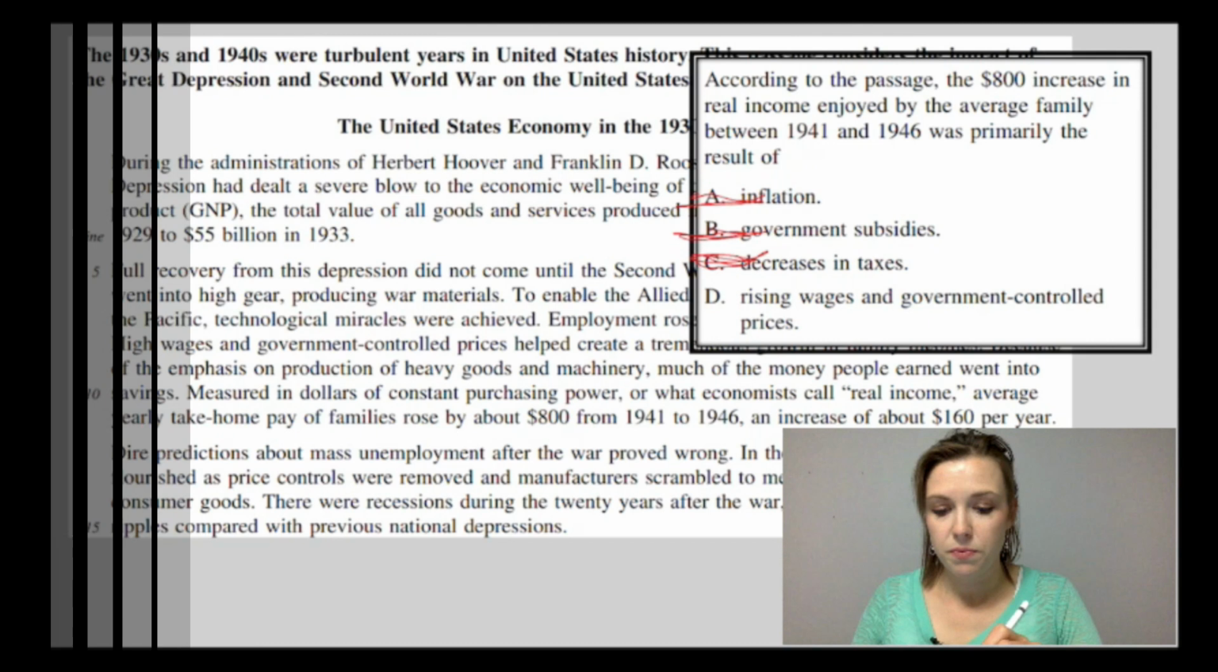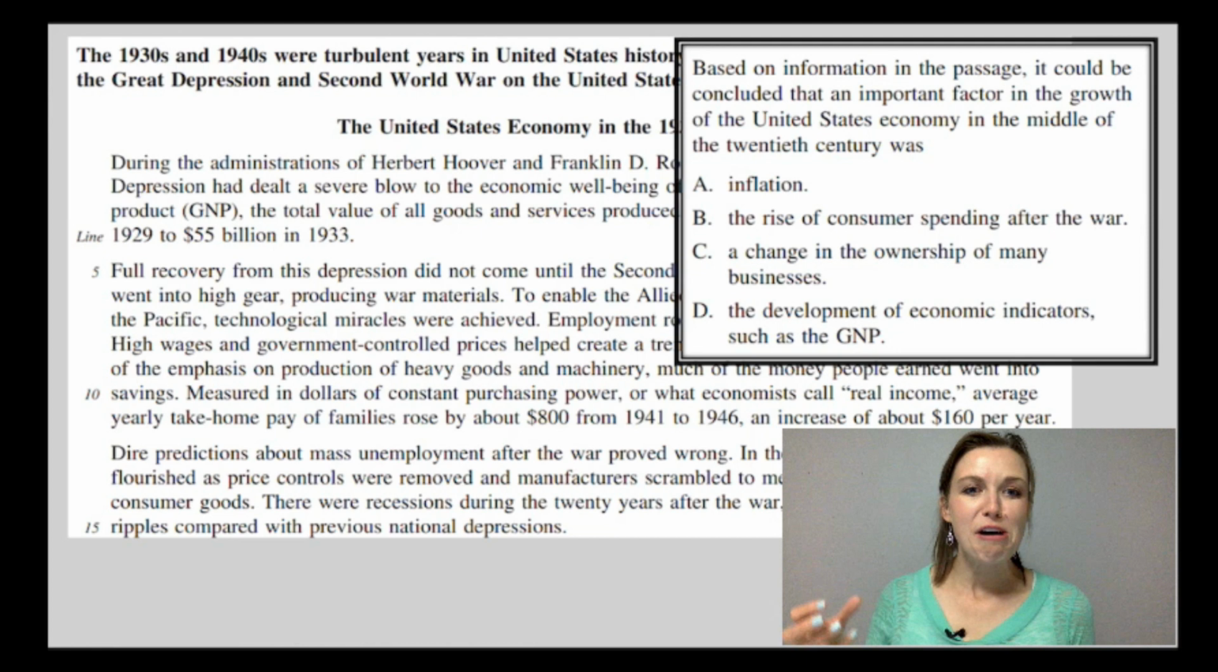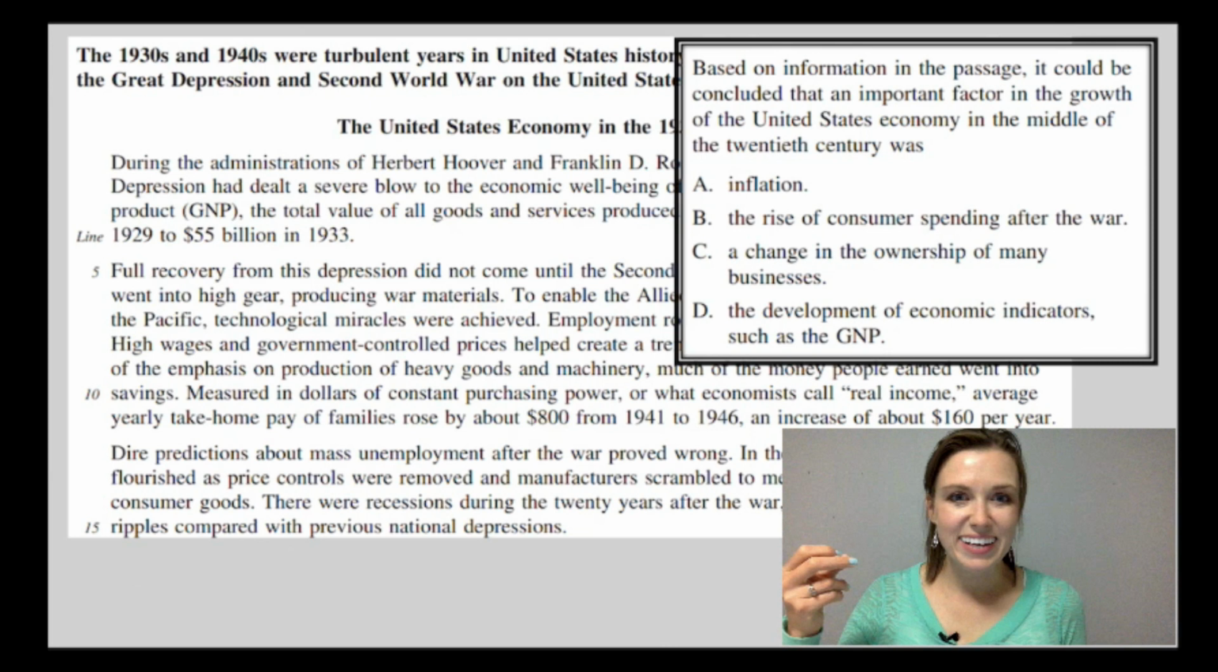Rising wages and government-controlled prices. There we go. Based on the information in the passage, it could be concluded that an important factor in the growth of the United States economy in the middle of the 20th century was inflation. Again, we just talked about how that means things cost more. Maybe a bottle of Coca-Cola back in this time era was a nickel, and now a bottle of Coke at Walmart is like $2 at the register. That's because of inflation. Inflation is making things increase in prices.